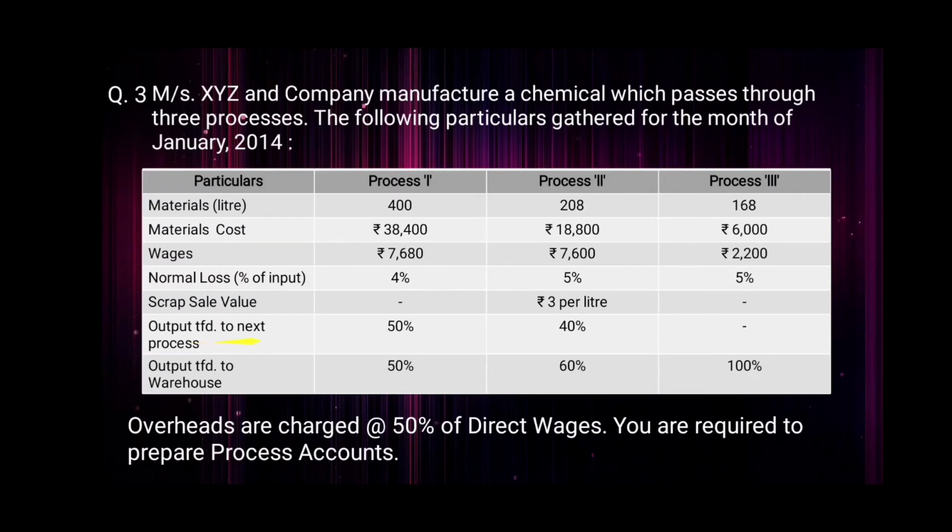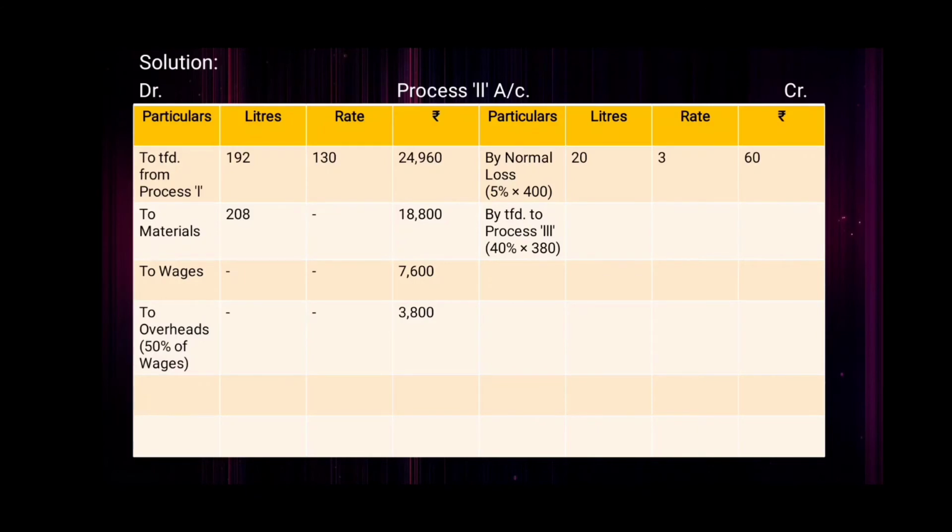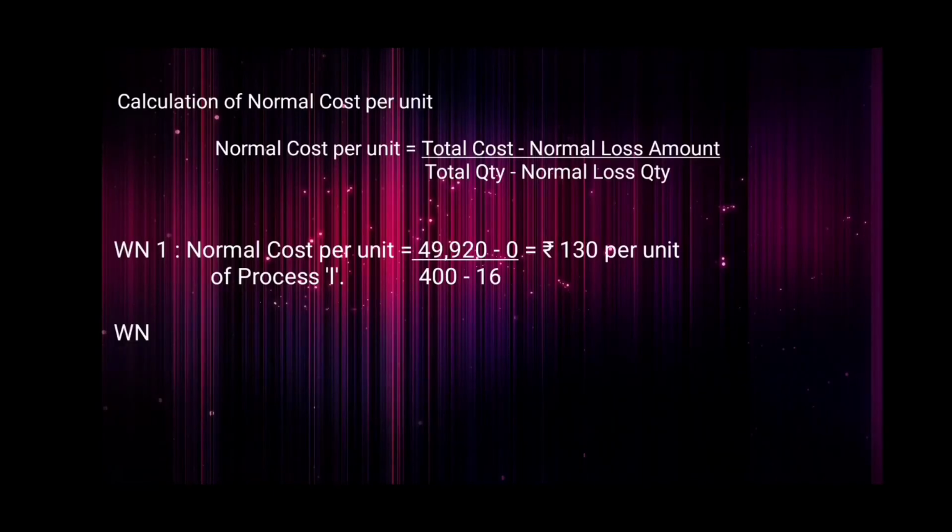Now output transferred to next process. For process 2 it is given as 40%. So by transfer to process 3 account, 40% of 380. That is the balancing figure. So the liters will be 152. Rate we have to calculate. So let us prepare working note number 2.